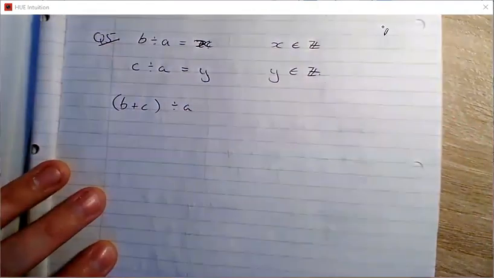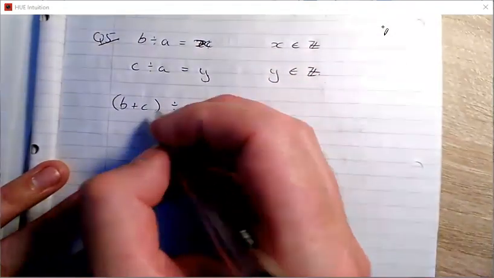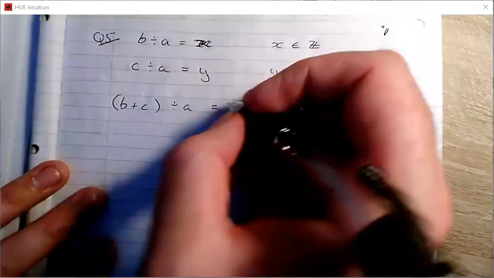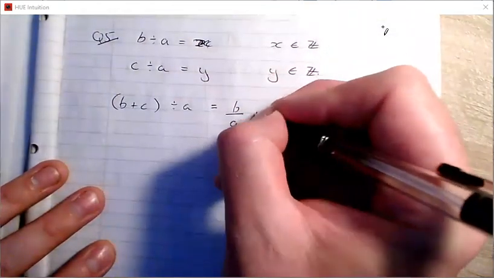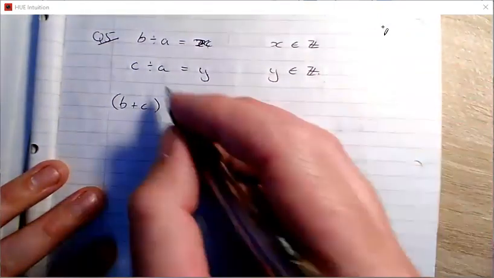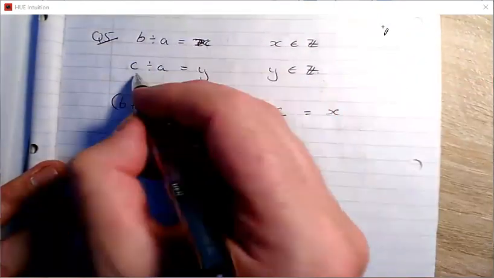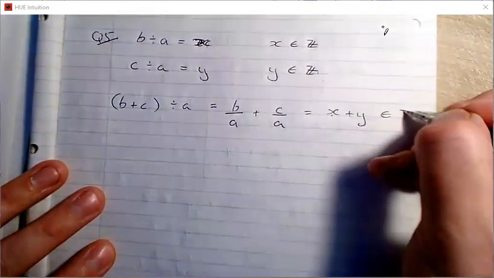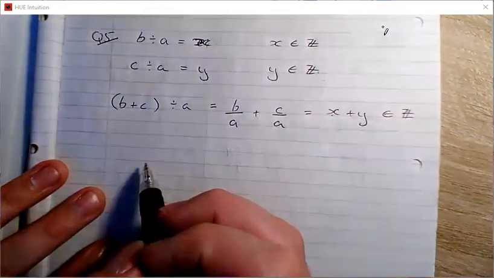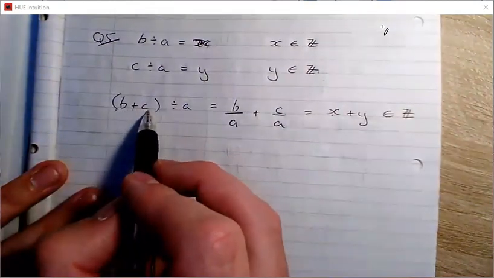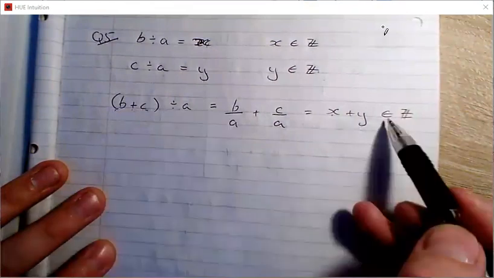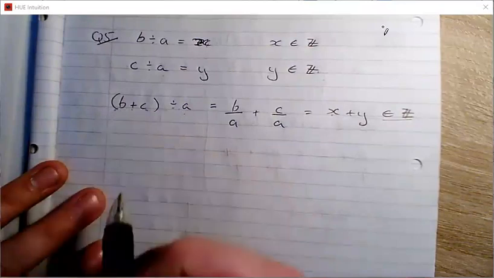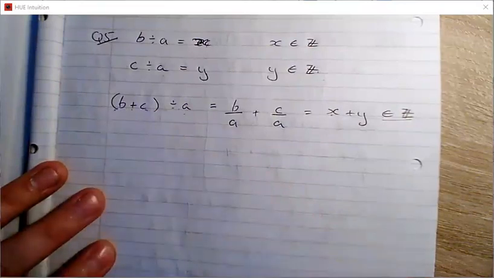Well, this is actually reasonably straightforward because division is distributive over addition. You can say this is the same as b divided by a plus c divided by a. B divided by a we've called x, which is a whole number. C divided by a we've called y. So that's one whole number plus another whole number, which is a whole number. So the solution to b plus c divided by a is a whole number. Therefore, a divides b plus c. So that's all there is to 5.